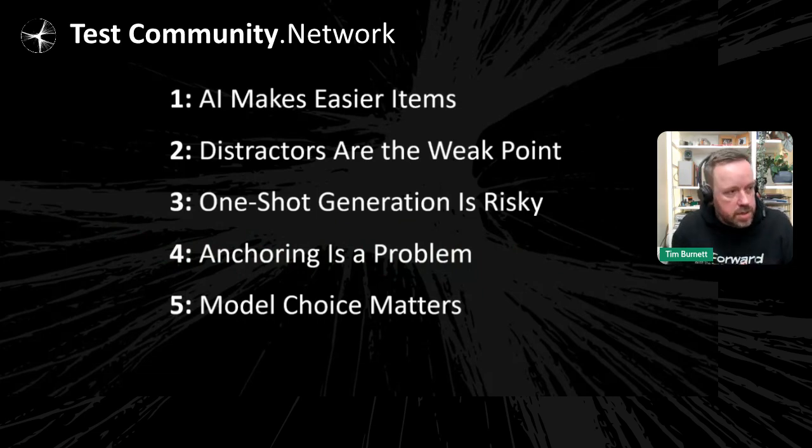Right, so some of the findings that we found generally in the report, picking up on the research: AI makes items easier was one of the themes there. Distractors are the weak point, which people try to solve, but it takes a really good prompt to solve that. And I'll go into a bit more detail on that.